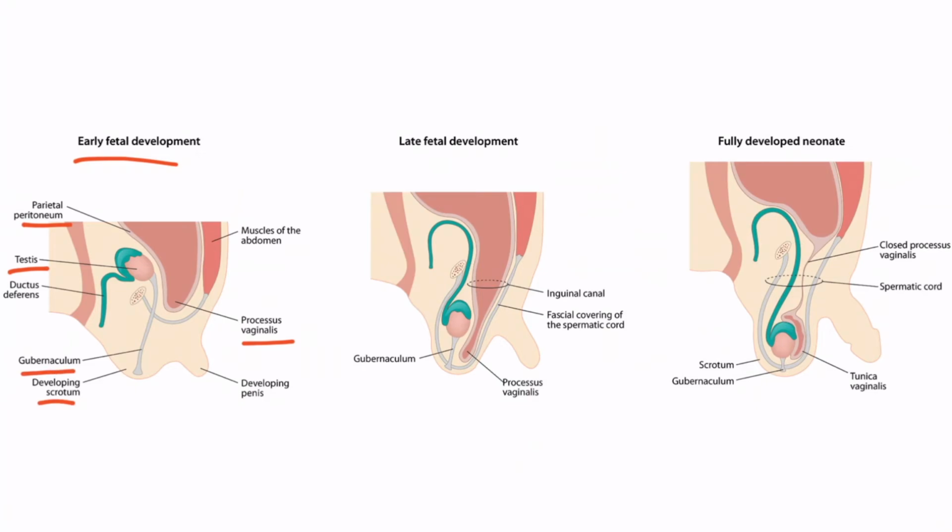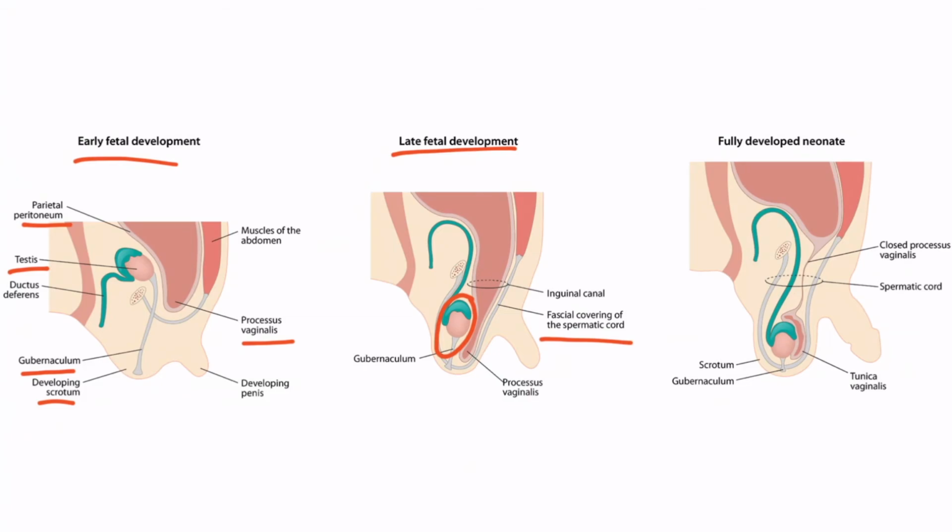Later in fetal development, the gubernaculum begins to shorten and brings with it the testes. Notice that the testis in this image is now shown closer to the scrotum, and the gubernaculum is much shorter. We can also see the fascial covering of the spermatic cord, which is an extension of the muscles of the abdomen. Notice that in order for the testes to descend, they must press down against this fascial covering, and this in turn brings the processus vaginalis with it into the scrotum.